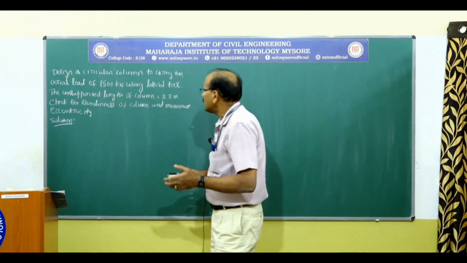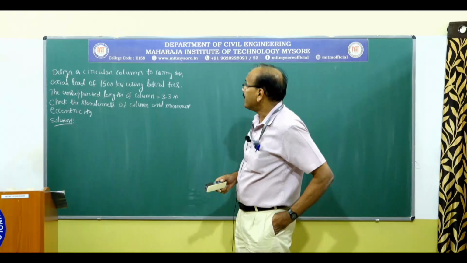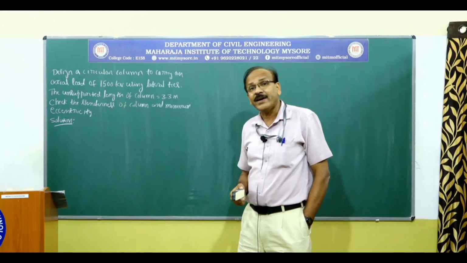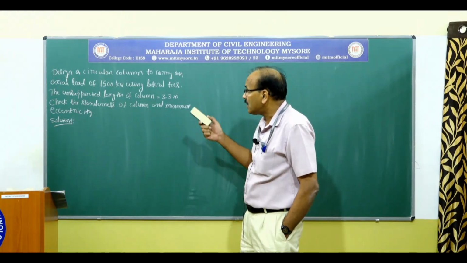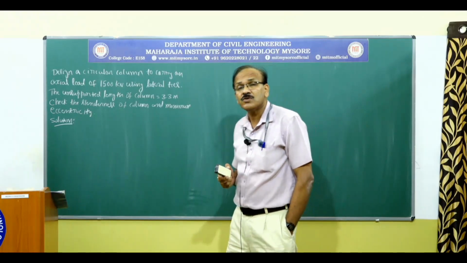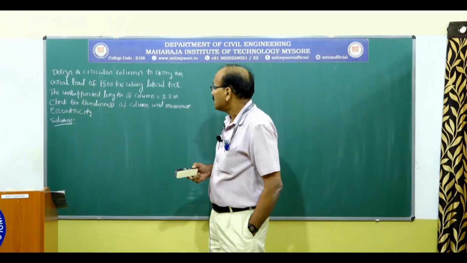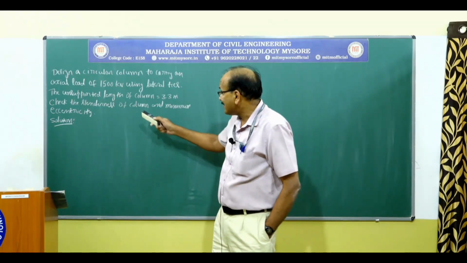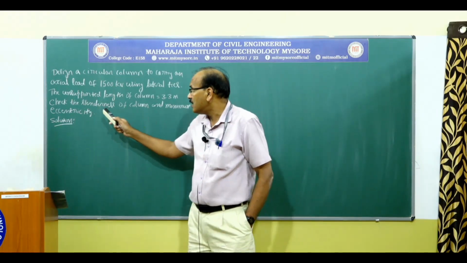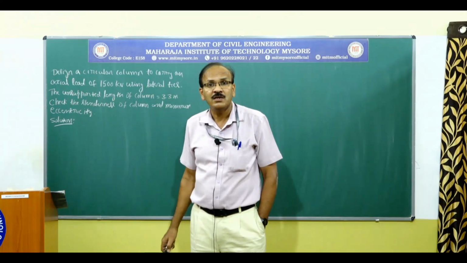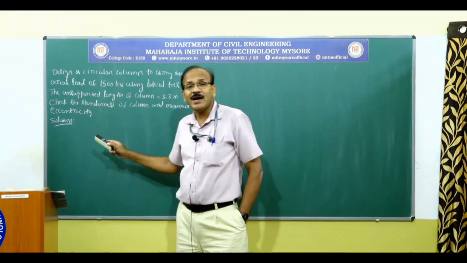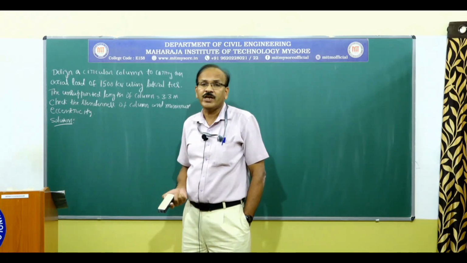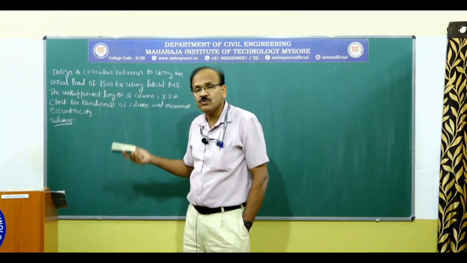So let us go through the problem. Design a circular column to carry an axial load of 1500 kilonewton using lateral ties. So the unsupported length of the column is 3.3 meter. Check the slenderness of column and minimum eccentricity. Here the grade of steel and concrete are not given. So we are going to assume those.